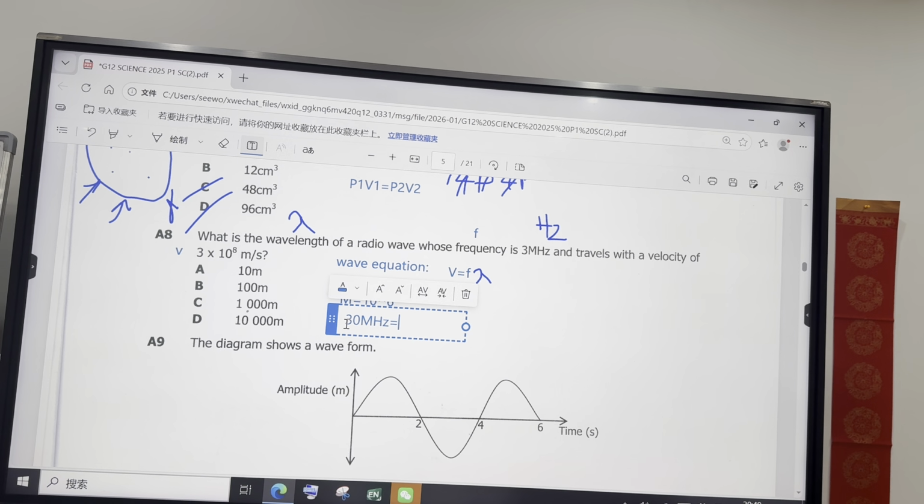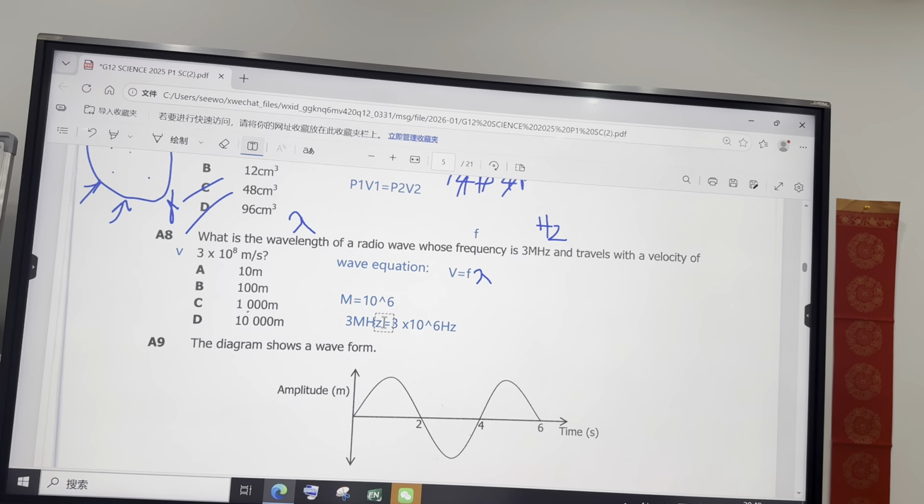So here, instead of saying 3 million hertz, this 3 megahertz is the same as saying 3 times 10 to the power 6. So we've removed the mega there. Okay, now that we've converted the frequency to the SI units, which are the hertz, let's now use this equation to find the wavelength.